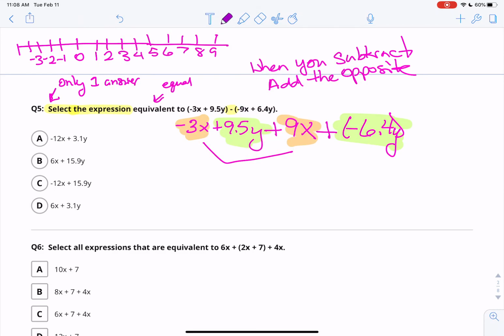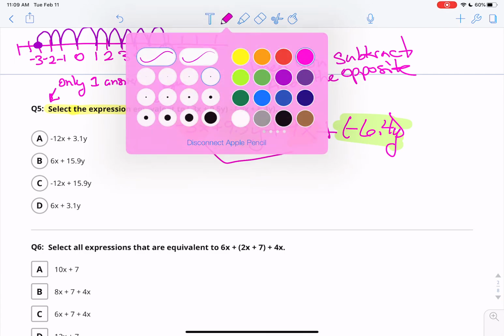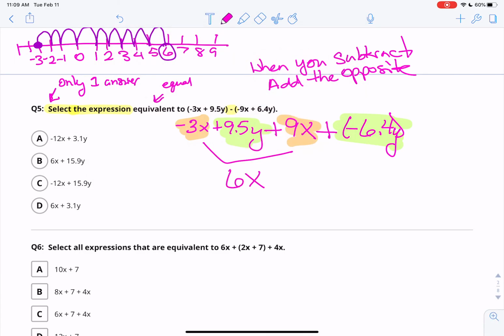Now, I'm going to start at my -3. And then I'm adding positive 9. So I'm going to work my way towards the positives 9 times. So 1, 2, 3, 4, 5, 6, 7, 8, 9. And I end up with 6. So it's going to be a positive 6x. And then I have positive 9.5 minus 6.4. So for that one, I'm going to do 9.5 minus 6.4. And I end up with 3.1. And then I look over, and that matches D.